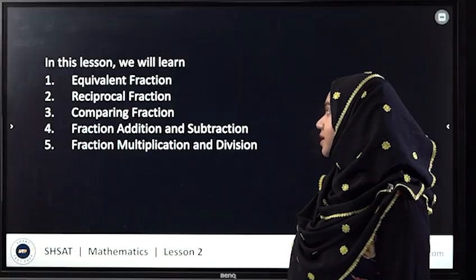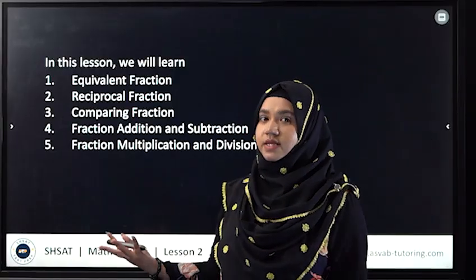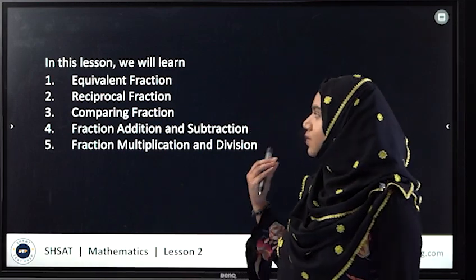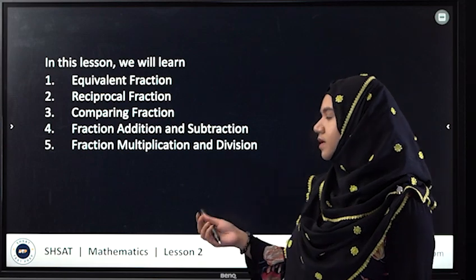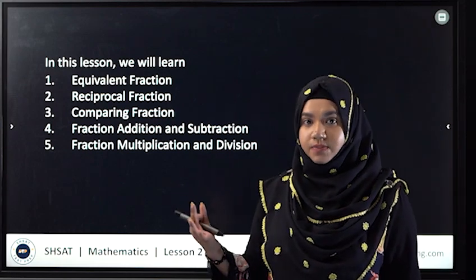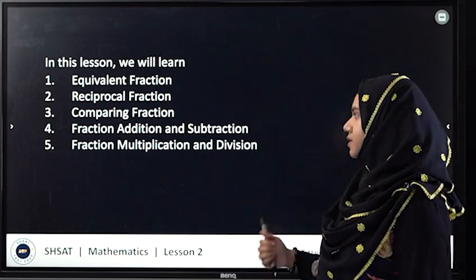So in this particular lesson, we're going through fractions. As we can see, equivalent fractions, reciprocals, how to compare fractions, and at the same time, we're going to go through addition, subtraction, multiplication, and division related to fractions.